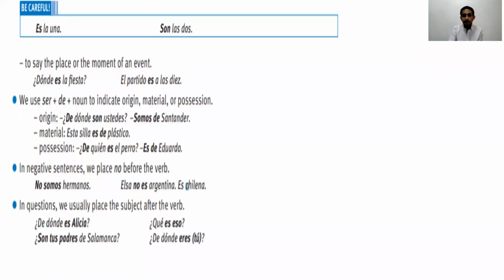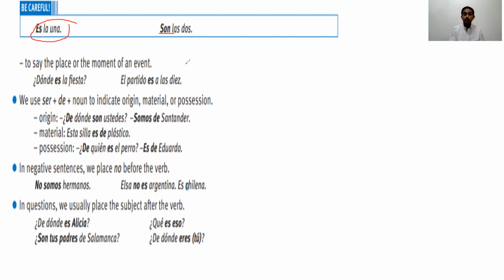When we express time, most of the time we use son. For instance, what time is it? ¿Qué hora es? Son las dos, son las tres, son las cuatro, son las cinco, son las seis. Always in plural. But the only exception is es la una. Okay? We also use it to say the place or the moment of an event. Let's imagine that today we have a party and I ask my best friend, ¿dónde es la fiesta? Where is the party? And my friend will say, es en la casa de Pedro, it's at Pedro's. And you will say, okay, thank you.